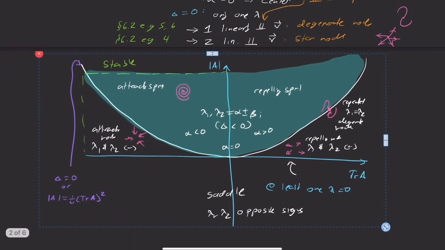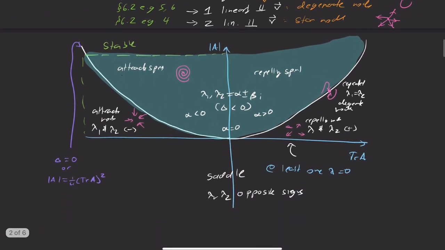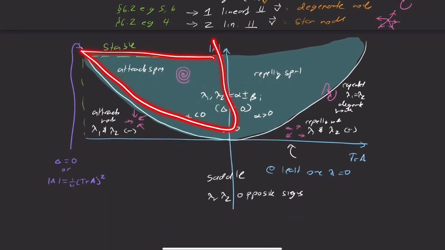Okay, let me just rearrange this. Okay, perfect. So this line out here is defined as the points of trace A and determinant A where my discriminant is equal to 0. Beneath this, I will have attracting nodes if my eigenvalues are negative. I have repelling nodes if my eigenvalues are positive. If I'm on the line, that's the case of the repeated eigenvalue, so I'll have a degenerate node. That's this one here.